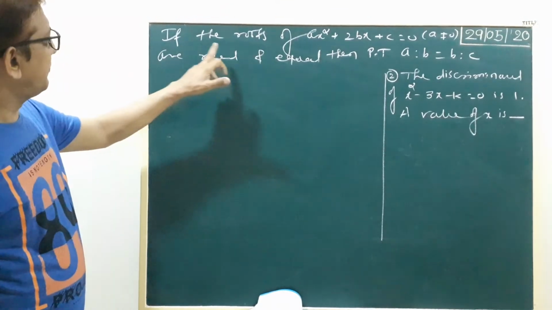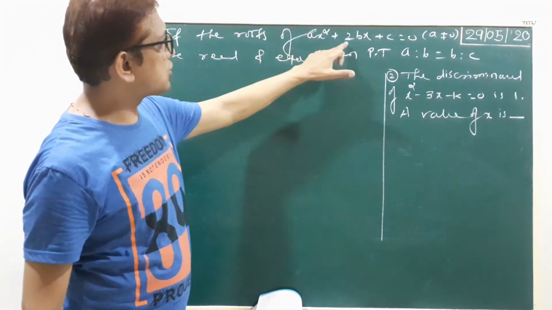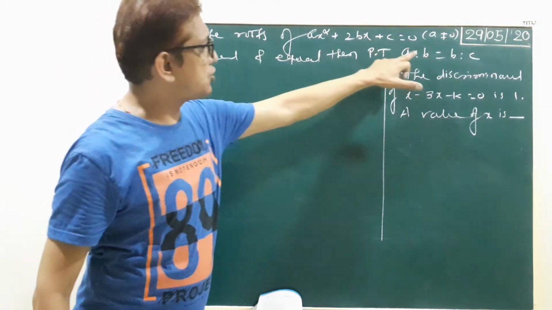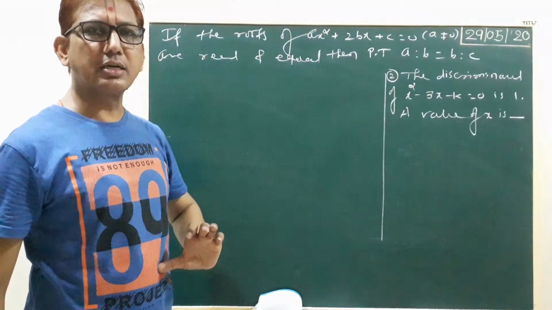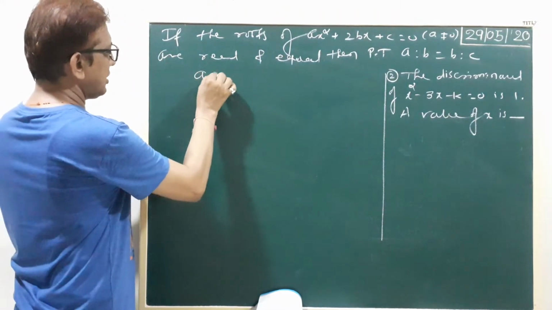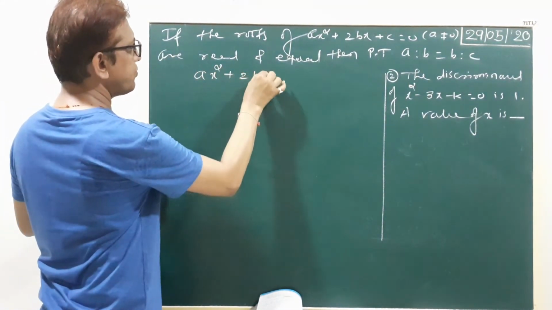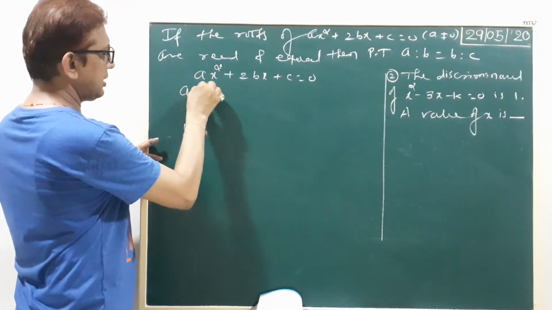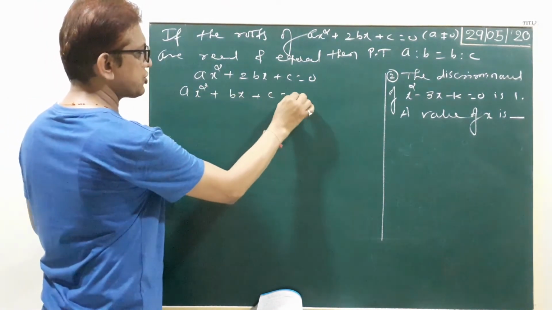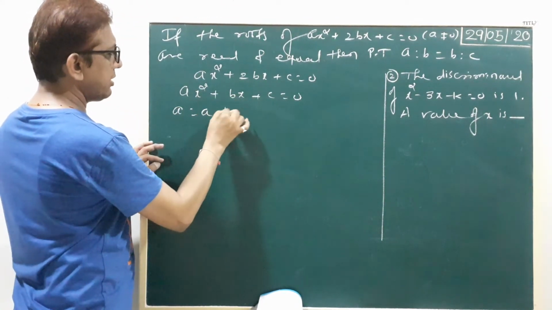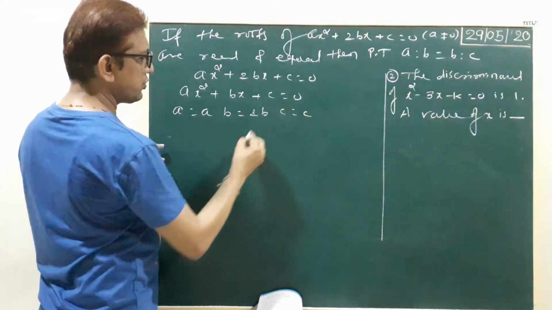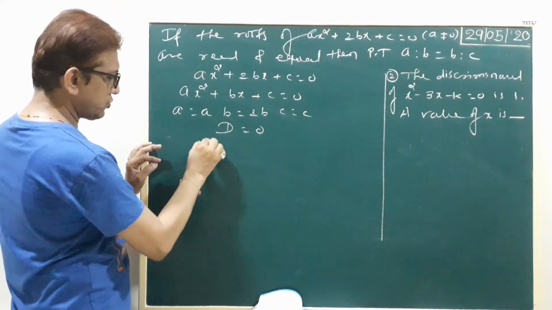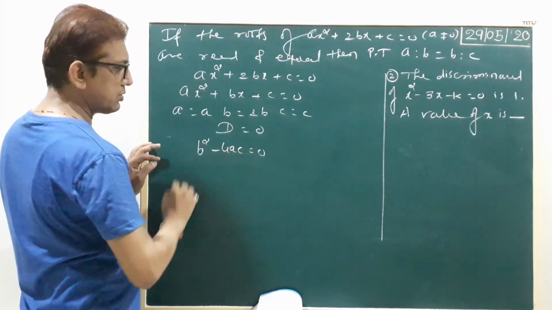Now the next sum. If the roots of ax² + 2bx + c = 0 are real and equal, then prove that a : b = b : c. Clear? Okay. First, our equation is ax² + 2bx + c = 0. Compare with the standard equation: a = a, b = 2b, and c = c. The roots are real and equal, so D = 0, so b² − 4ac = 0.